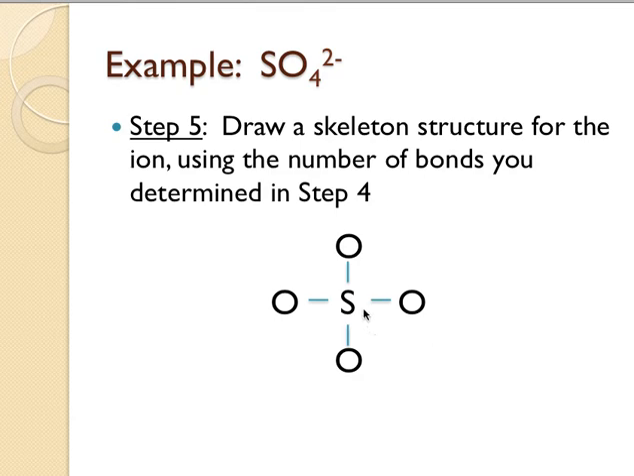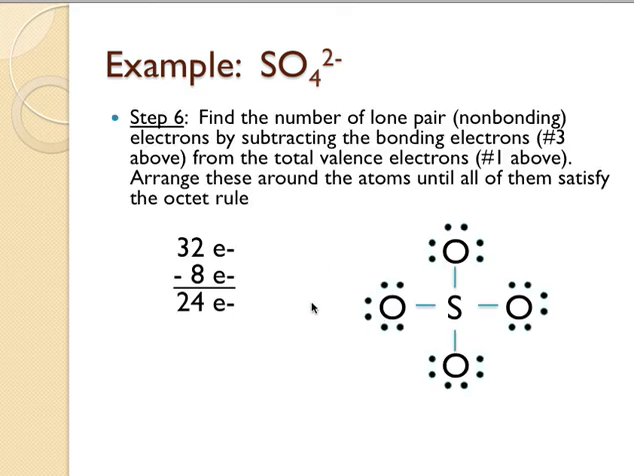The sulfur can go in the center, and again, think symmetry. So I have those 4 bonds, and then the number of lone pairs is going to be the number of non-bonding electrons subtracted by the number of bonding electrons. Gives me 24 electrons, divided by 2 gives me 12, and that's the 3 unshared pairs around each of the oxygens. Okay, so really the only difference is accounting for the charge.